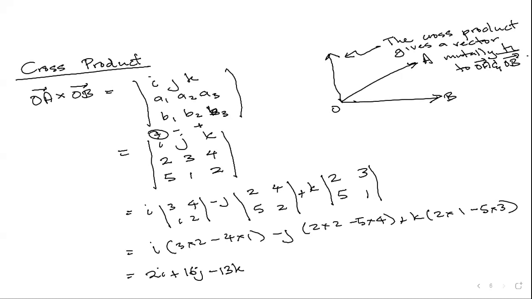All right, so whenever we find the cross product of two vectors, it gives a vector that is mutually perpendicular to both A and B. So it is perpendicular to A and perpendicular to B.